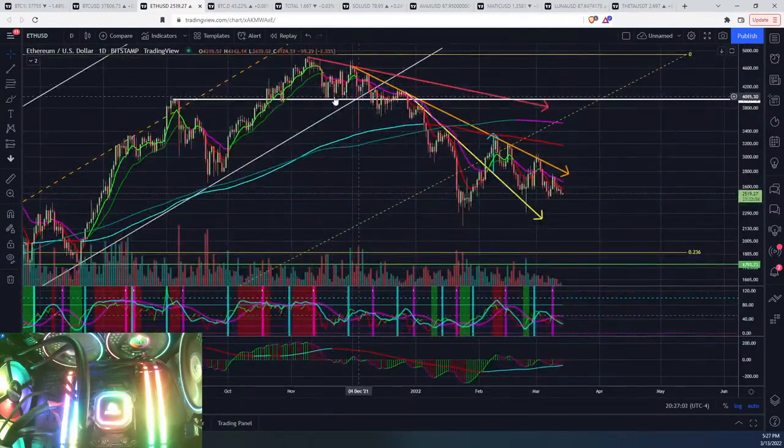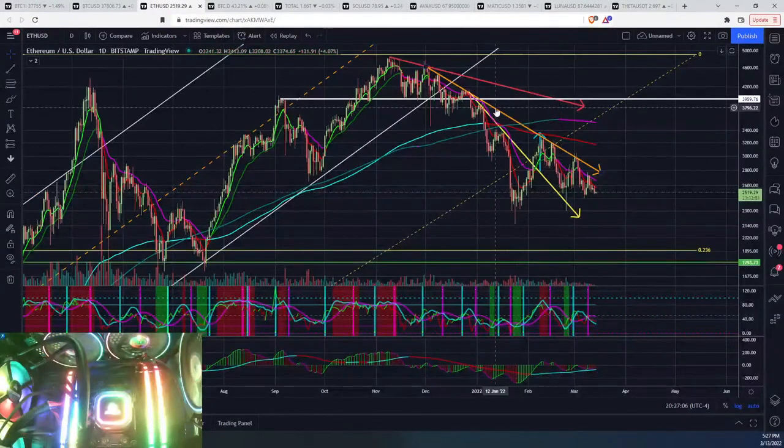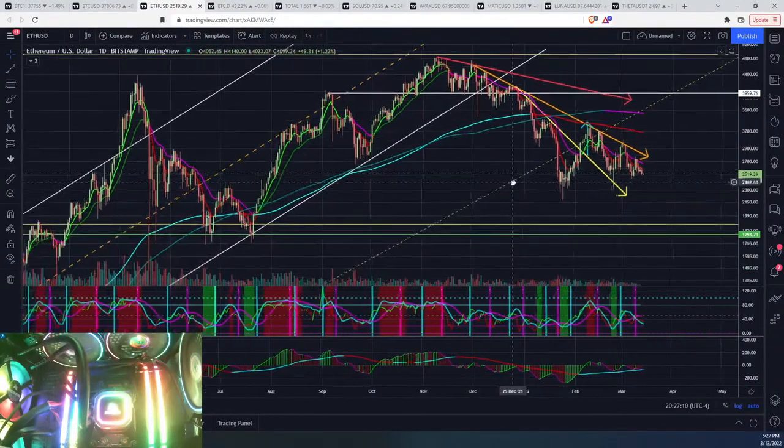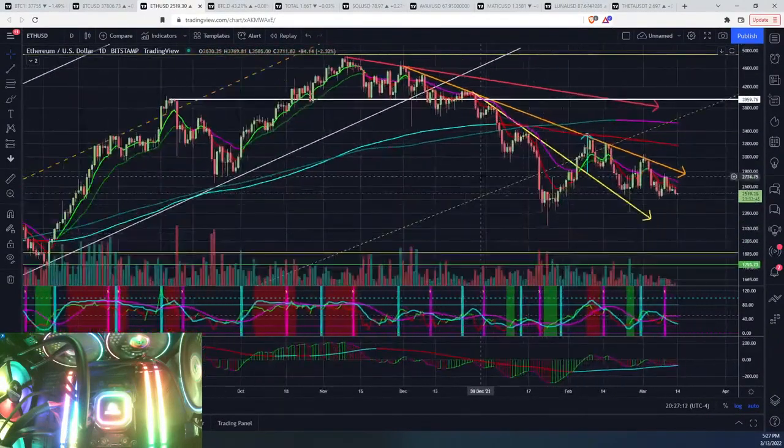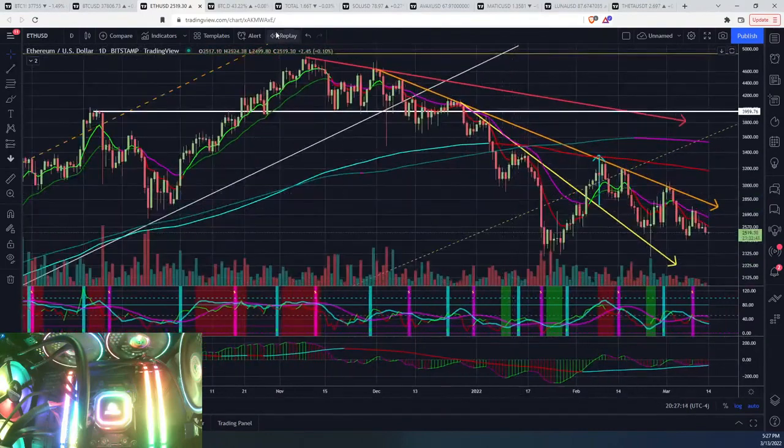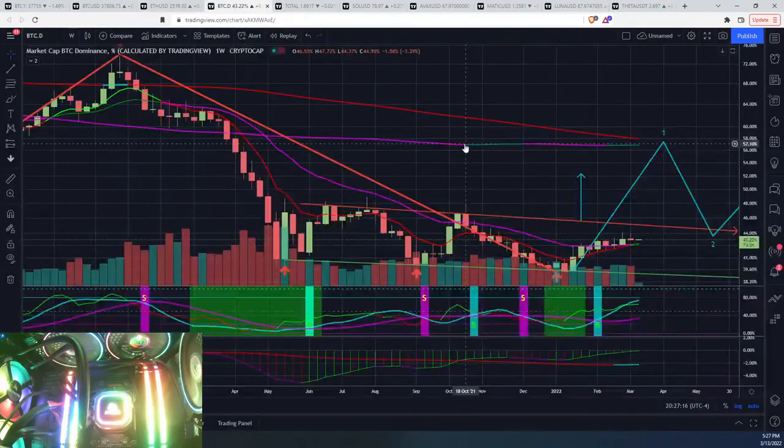We lost this key horizontal support right here. So now everything is bearish. Everything is bearish. We're below 200 exponential, below 200 simple. Everything pointed to the downside. So, I'm not trying to be mean, but let's just remember, crypto looks like trash.